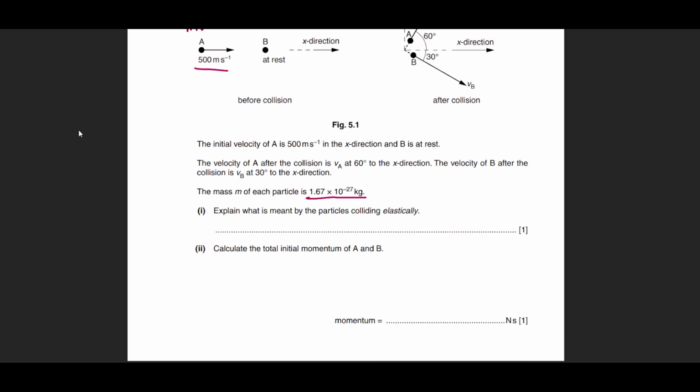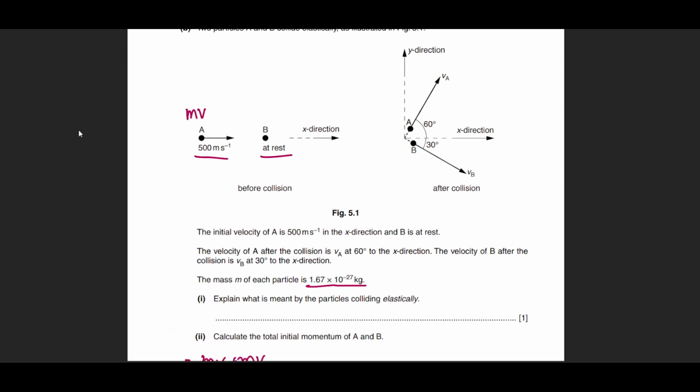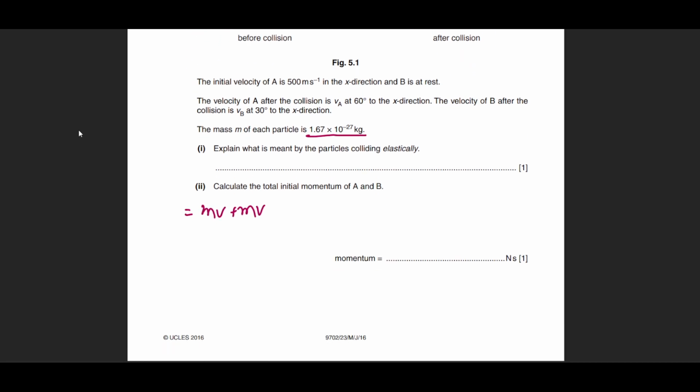So it tells me what is meant by elastic collision, right? Total kinetic energy before and after collision remains the same. Now he asks me to calculate the total momentum before the collision, for A and B. So I can simply apply mv plus mv. Since particle B is at rest, I don't need to involve it in the calculation because its v becomes 0 and the whole factor becomes 0.